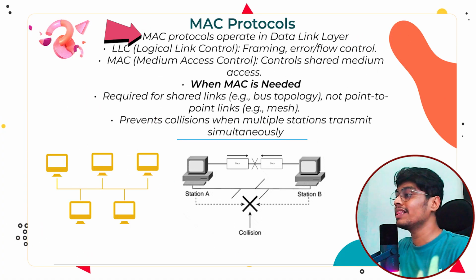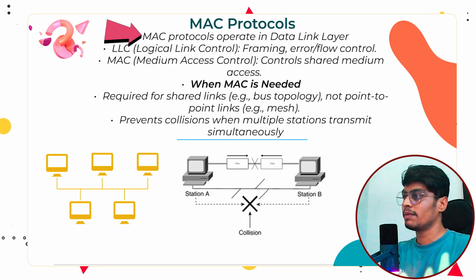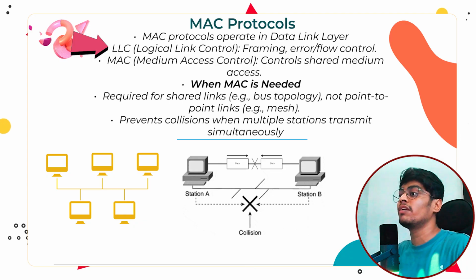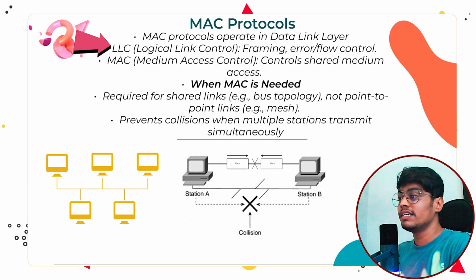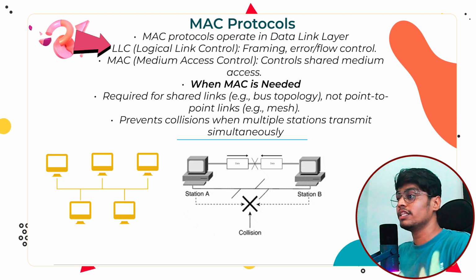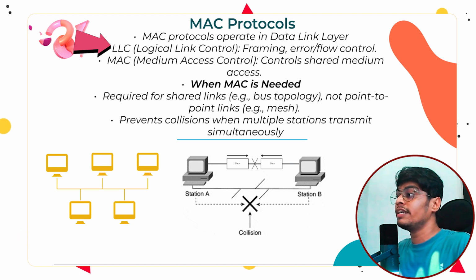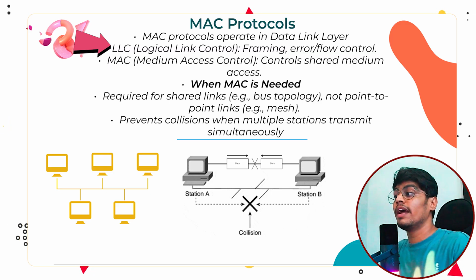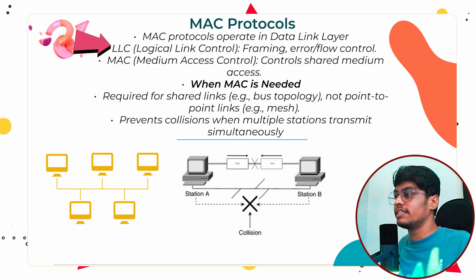Now, first of all, these protocols basically come under the data link layer. In the data link layer, we have two sub layers. One is LLC, that is logical link control, and the other is MAC, that is medium access control. The LLC is used to control the link. If I have to send data from sender to receiver, we need to understand how we synchronize frames, how we detect and try to correct errors, and how we control the flow of data transmission. We discuss all that in LLC.